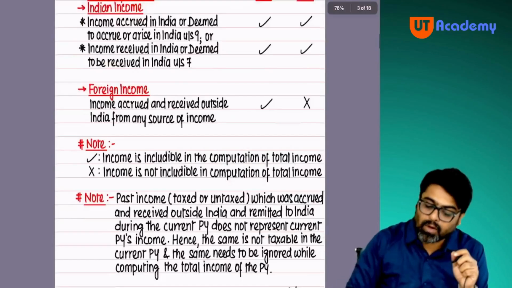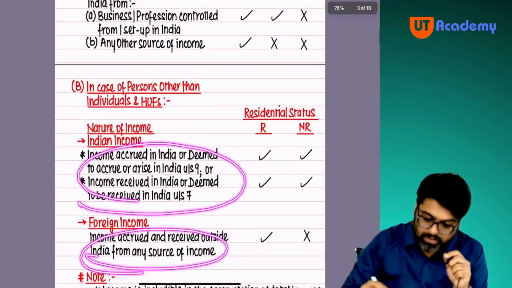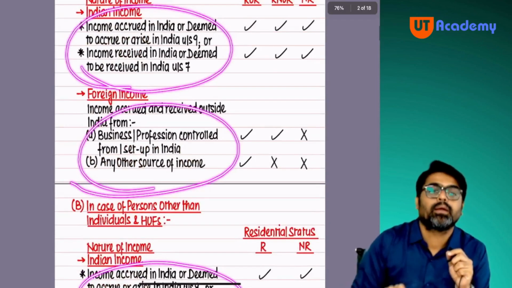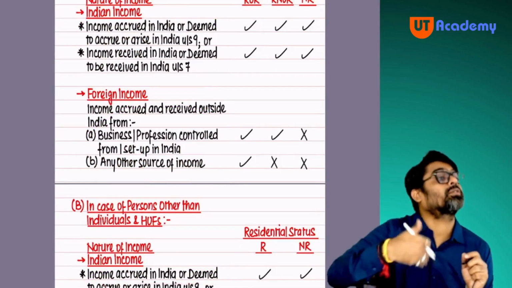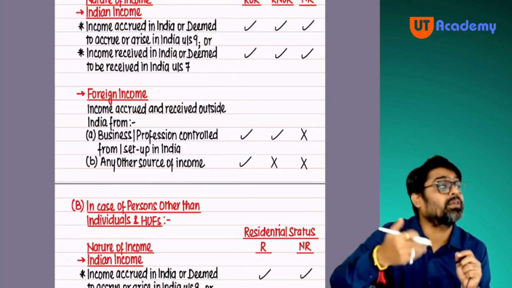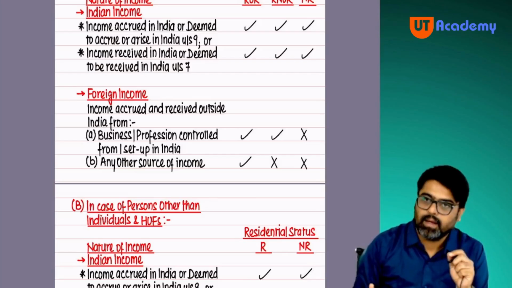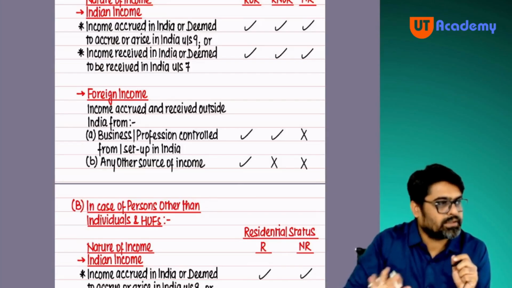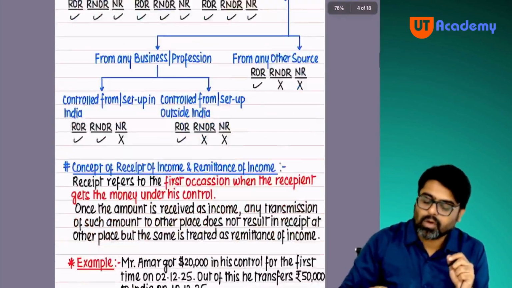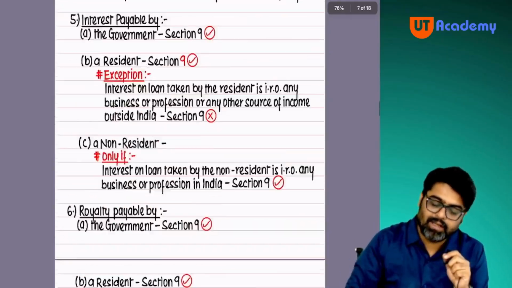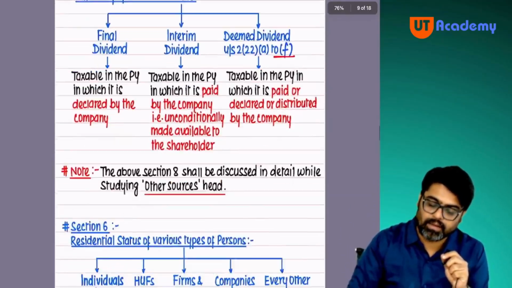Why? Because I have not explained this black color part as of now. This is the discussion of when an income can be treated as Indian income, and when an income can be treated as foreign income. Right now we are a little small to understand this. First we will understand how to determine the residential status.